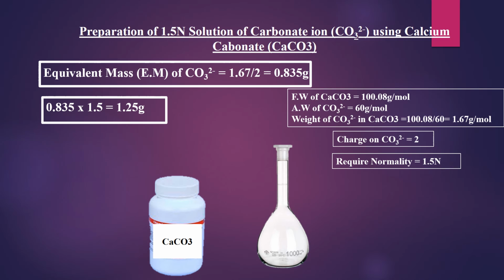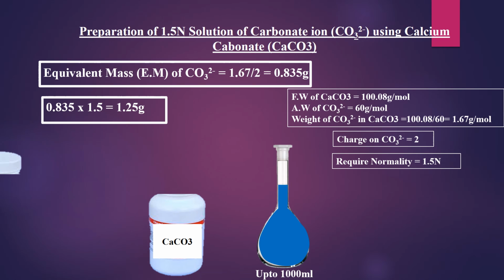Take 1.25 grams of calcium carbonate. Dissolve it in water and dilute the solution up to 1000 milliliters. This will be 1.5 normal solution of carbonate ion.